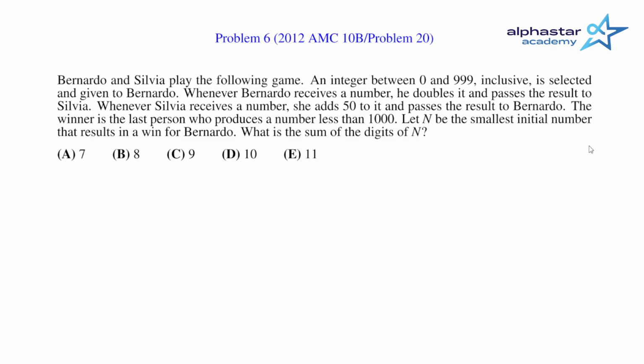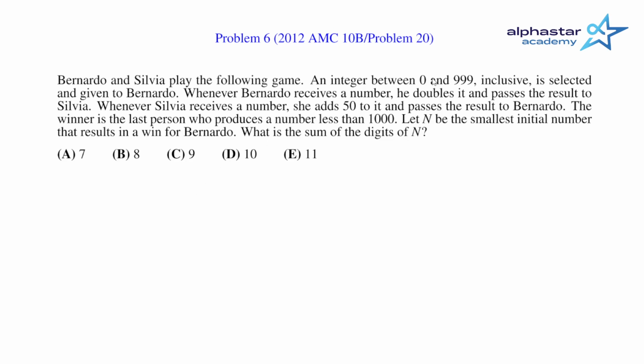An integer between 0 and 999 inclusive is selected and given to Bernardo. Whenever Bernardo receives a number, he doubles it and passes the result to Sylvia. Whenever Sylvia receives a number, she adds 50 to it and passes the result to Bernardo. The winner is the last person who produces a number less than 1000. Let n be the smallest initial number that results in a win for Bernardo. What is the sum of the digits of n?